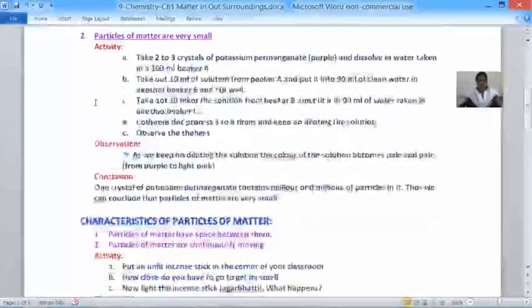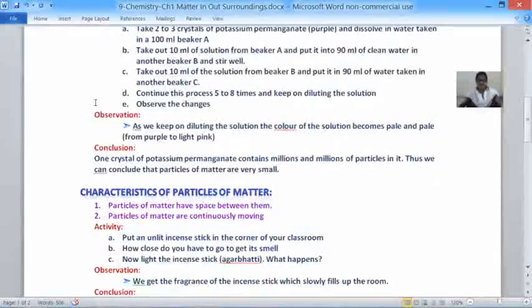Next, we will see the characteristics of the particles of matter. There are 3 important characteristics for the particles of matter. First one, particles of matter have space between them.